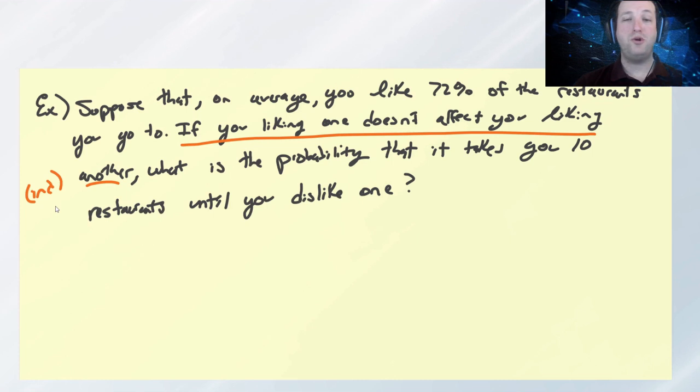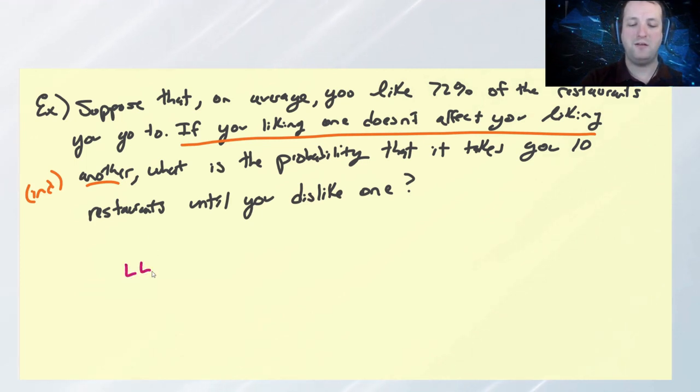Now, there are Bernoulli trials. Either you like them or you do not, so only two possible outcomes. And what about the structure of the sequence that we're looking at? So we're looking at a bunch of restaurants. So what is the probability that it takes you 10 restaurants until you dislike one?